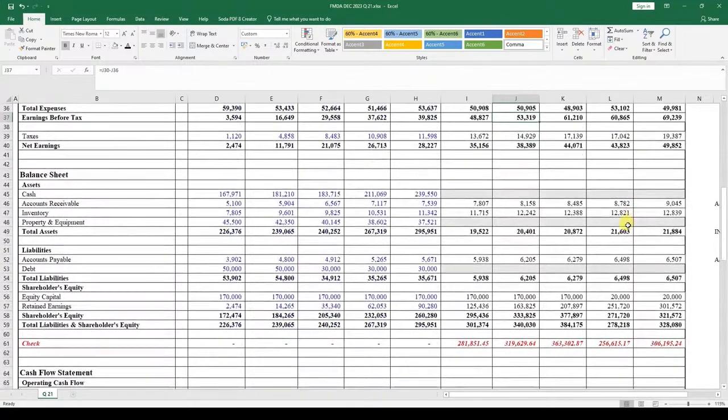Now, like I said before, the cash is going to be filled out at the tail end. It's like the balancing figure. We can fill out the property, plant and equipment. So we're saying it's going to be from the supporting schedules down.